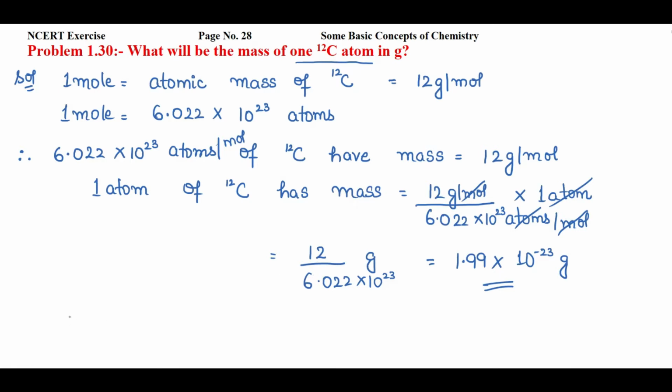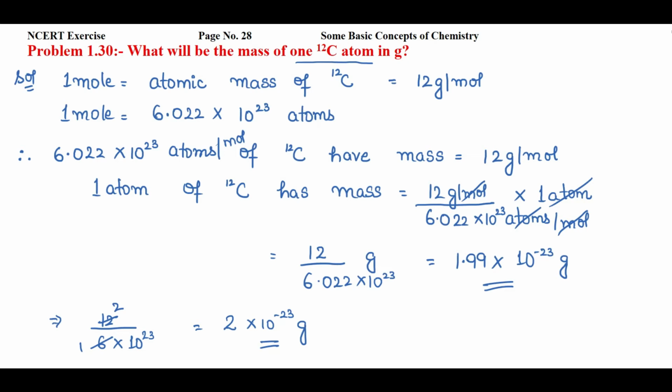So what you can do is simply round off this value. If I take 12 by this 6, the first digit on the right side of 6 is 0, which is less than 5. So I'll simply write this as 6, so 6 into 10 raised to power 23. Now 12 divided by 6 gives 2 over here. Now this 10 raised to power 23 is positive in the denominator. When I take this in the numerator, it will be 10 raised to power minus 23 gram.